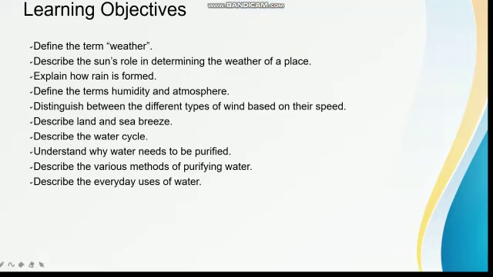You would have learned about the importance of air and water and also what is weather in your lower classes. Have you ever wondered what is the sun's role in the weather of a place? How rain is formed? What is humidity and atmosphere? How does the wind blow? What is a water cycle? And why water needs to be purified and what are the methods of purifying water? You will find the answers for all these questions in this lesson.